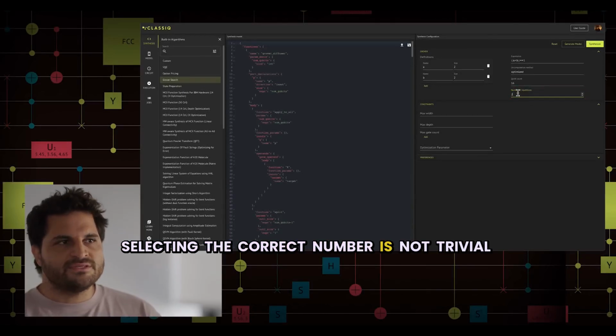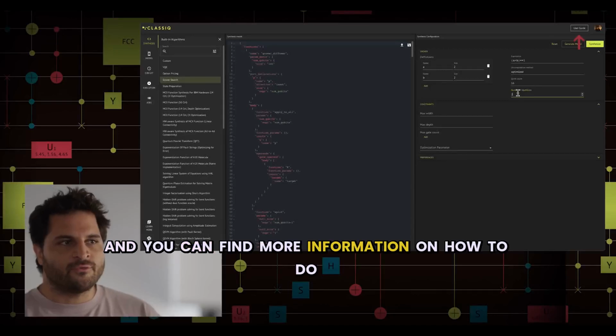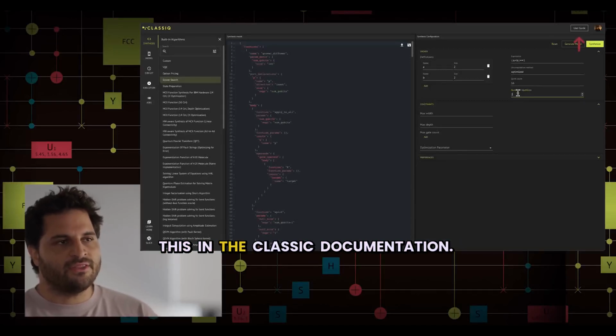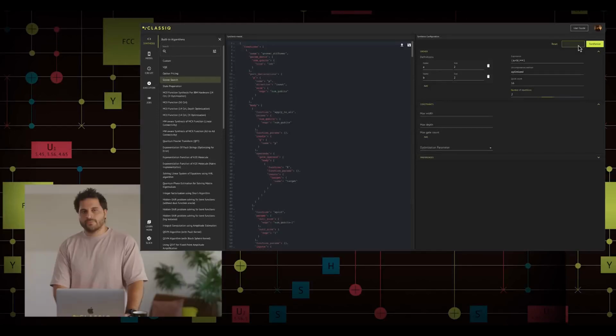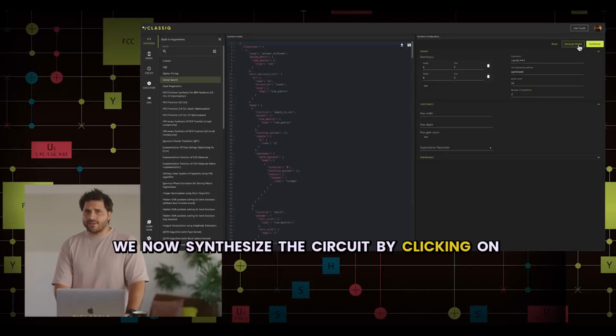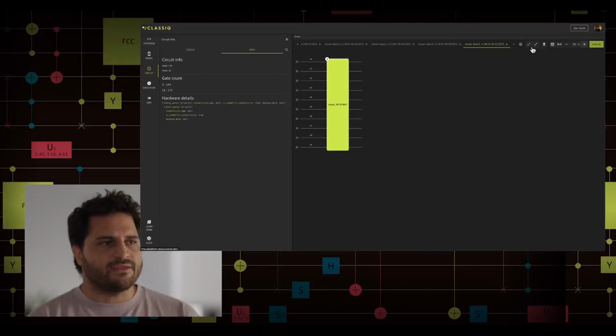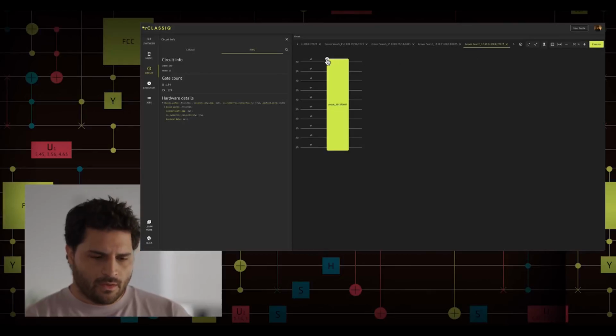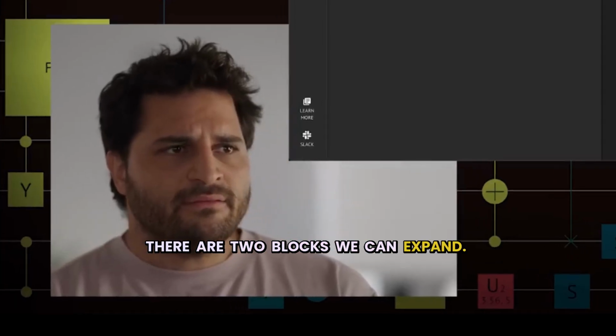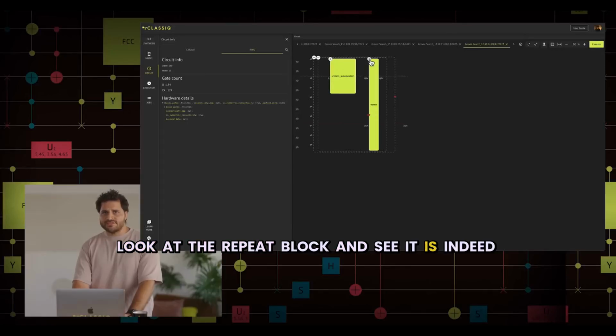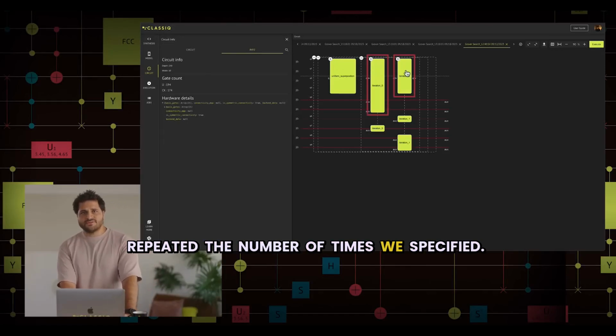Selecting the correct number is not trivial, and you can find more information on how to do this in the Classiq documentation. We now synthesize the circuit by clicking on the synthesis button and see the circuit get. There are two blocks we can expand, look at the repeat block, and see it is indeed repeated the number of times we specified.